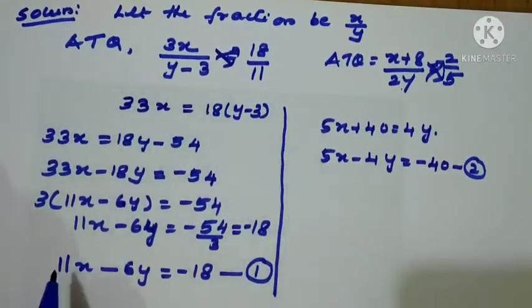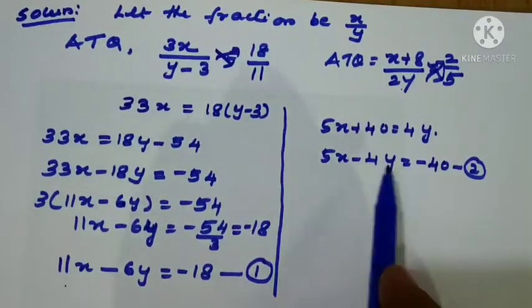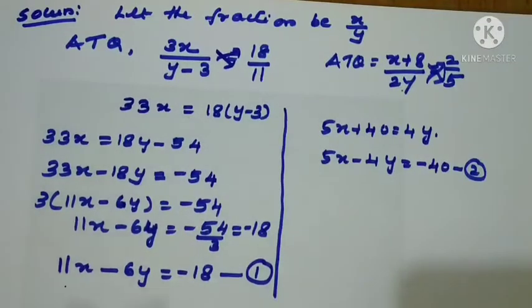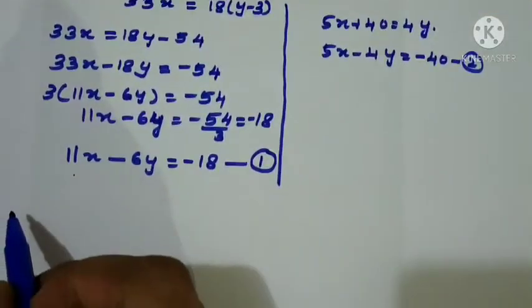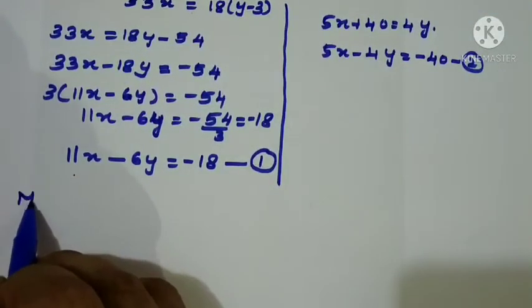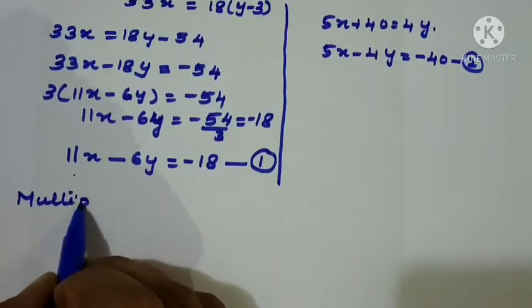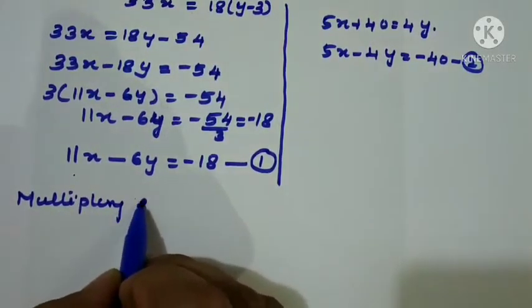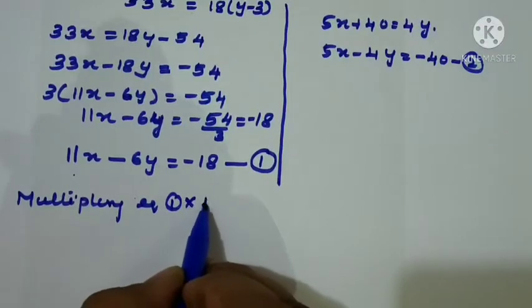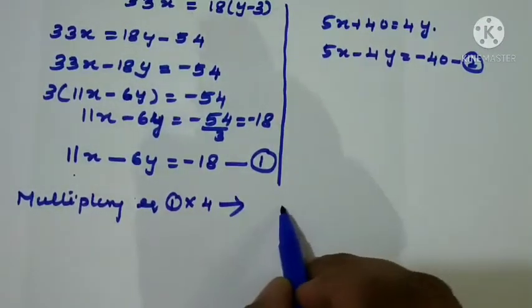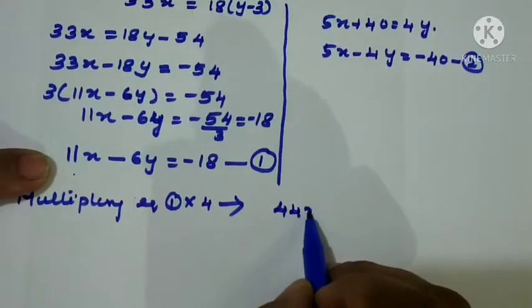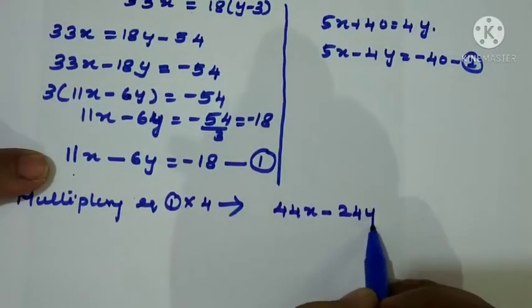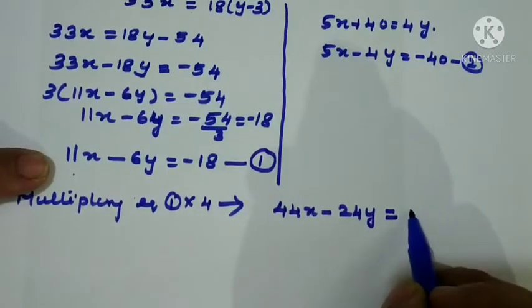Now you see that we are doing the elimination method. Coefficient of x is 5 here, and 11 there. Here minus 4 and minus 6. So to make the common number, we are multiplying 2 with 4. So we'll write here, multiplying equation 1 by 4 gives 11 into 4, 44x minus 24y equal to minus 72.